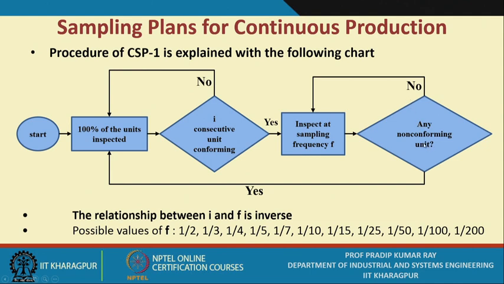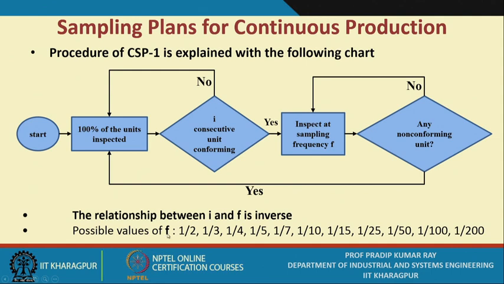So as long as you do not get any non-conforming unit under sampling inspection, you continue with inspection at a sampling frequency f. So this is the sampling procedure we follow. Obviously there are two parameters. One is i, which is called the clearance number, and f is the sampling frequency. Now obviously if i is more, the sampling frequency is less. So the relationship between i and f is inverse.